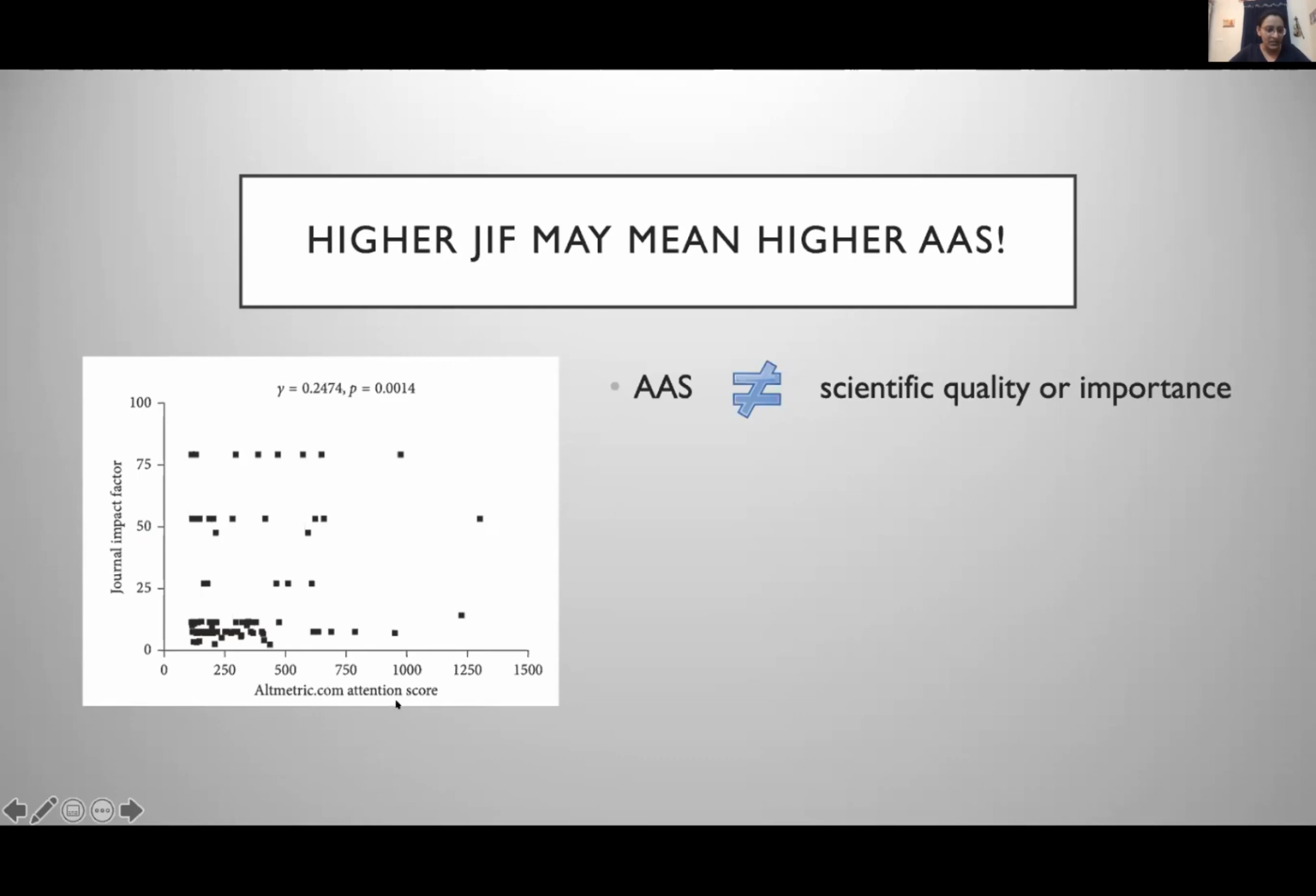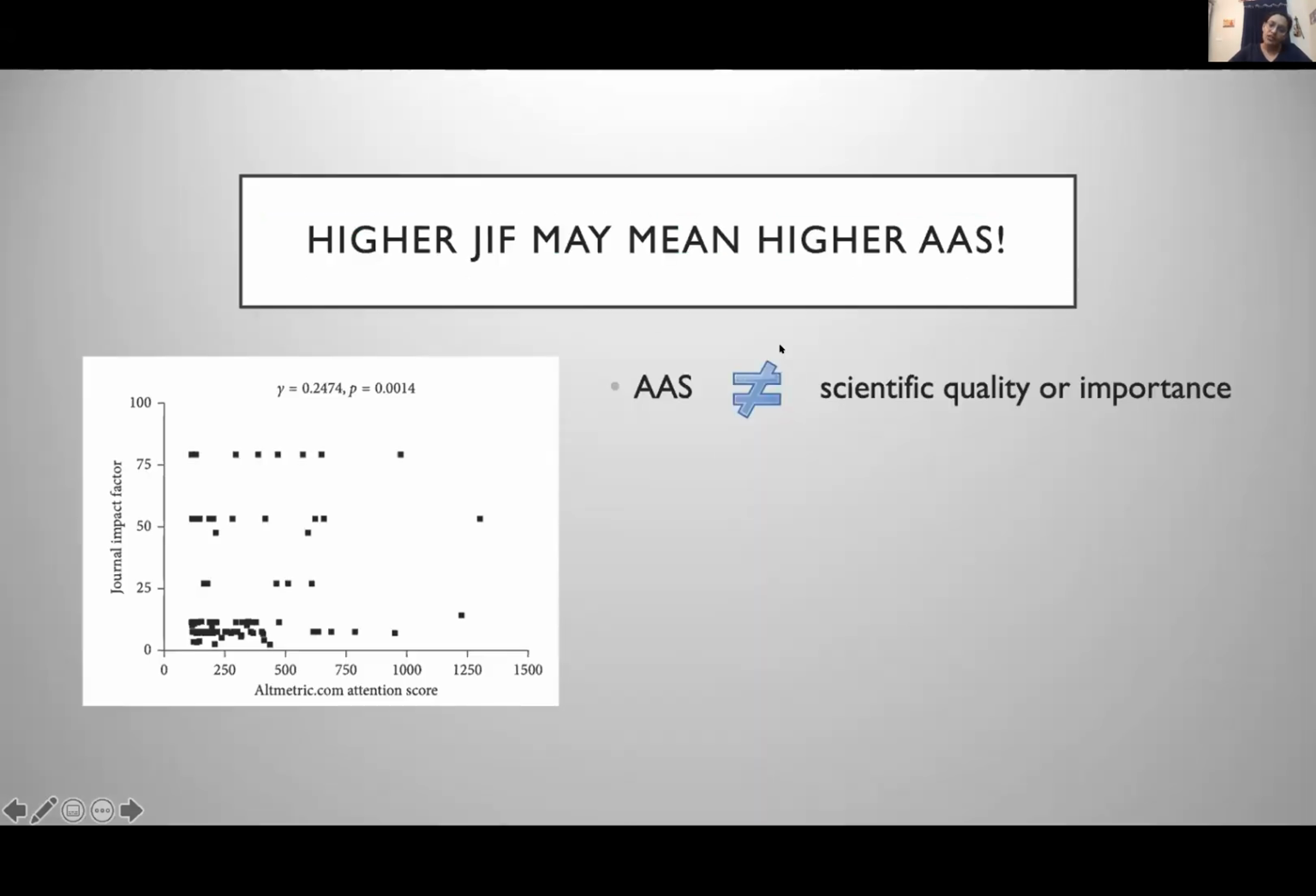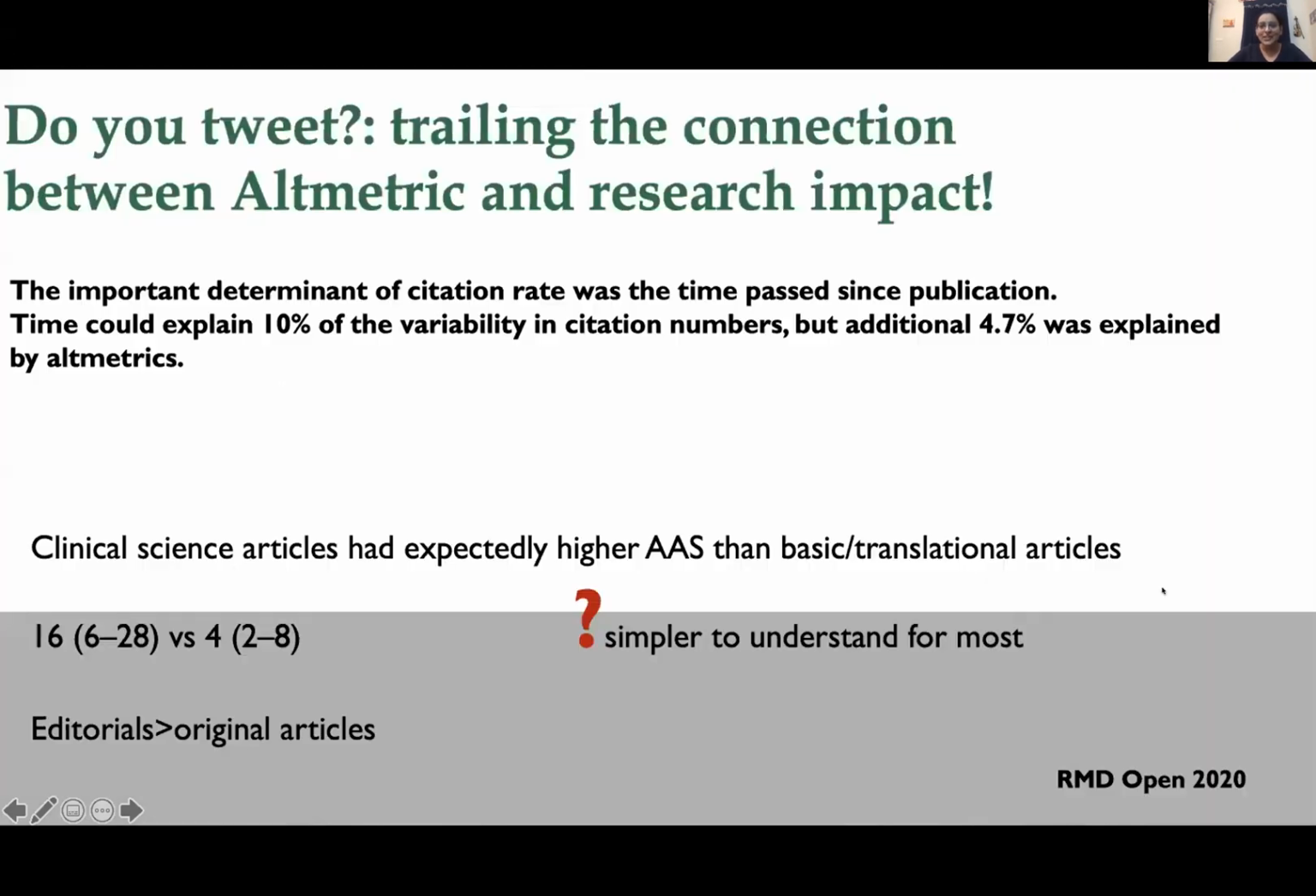Here, as you see, the authors of this paper looked at the Altmetric attention score and the journal impact factor, and there was a weak but significant correlation. So it is also important to know that Altmetric attention score may not necessarily mean it's great scientific quality, because attention can also be bad attention, as we all would agree.